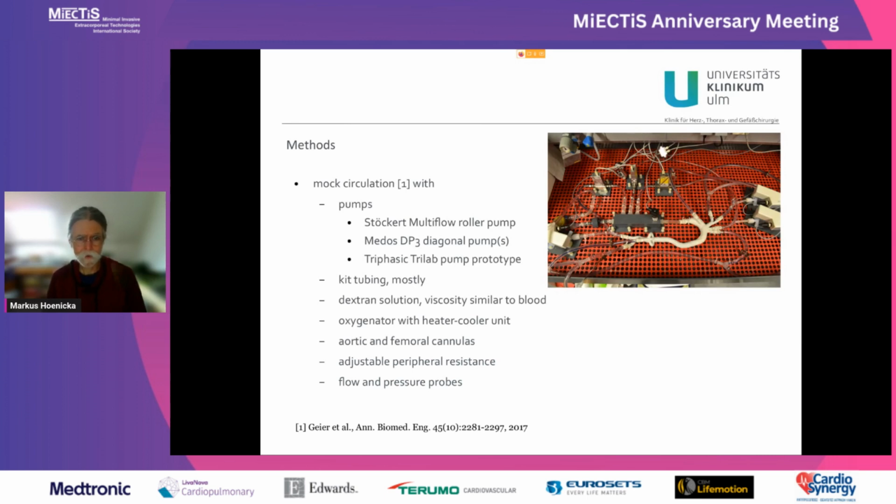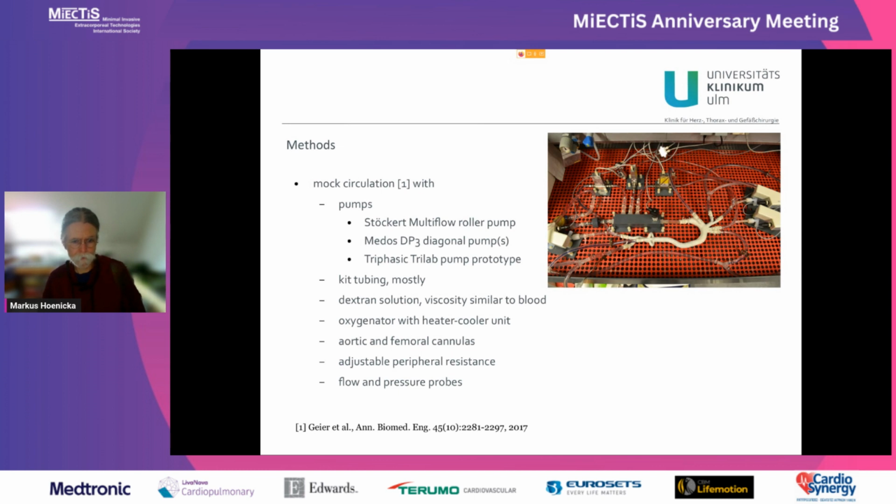We used different types of pumps, default roller pumps. We used these DP3 diagonal pumps as non-occlusive pumps, and we also used a prototype positive displacement pump. In most experiments, regular kit tubing was used. We used dextran solution as a blood replacement. There was an oxygenator present with a heater-cooler unit at 37 degrees. We used aortic and femoral cannulas as needed.